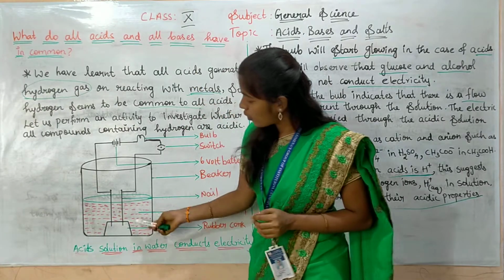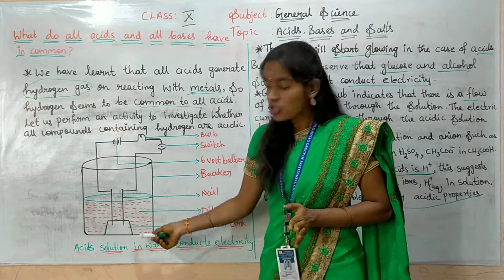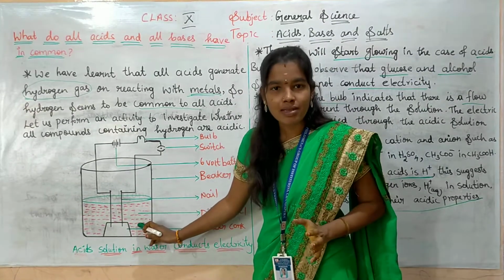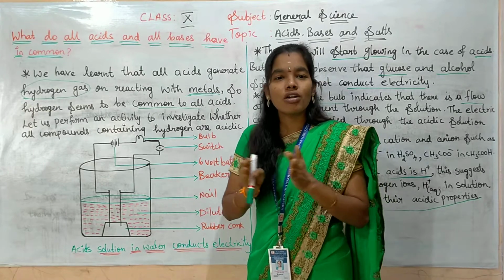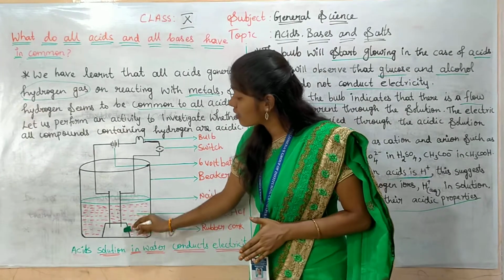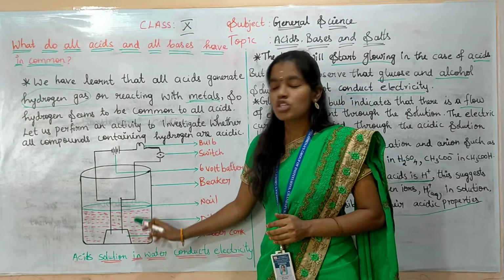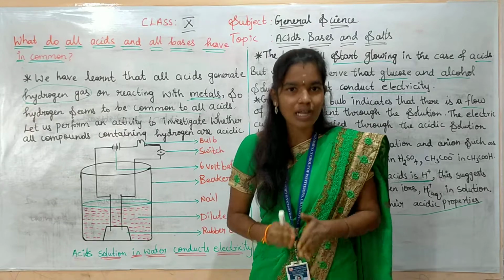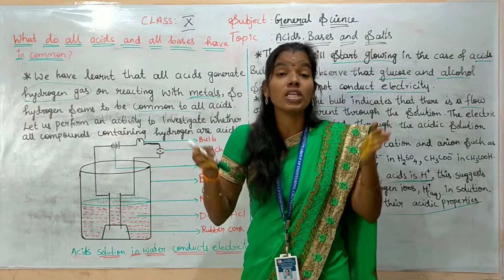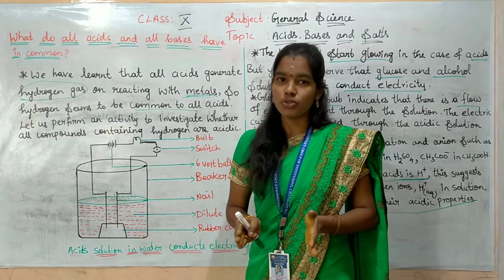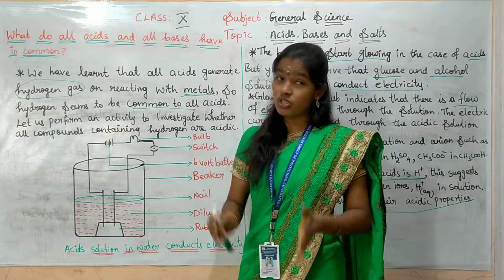So as soon as you pour hydrochloric acid here, hydrochloric acid will dissociate into H+ and Cl-. Okay, so automatically the ions are already dissociated. So that H+ ion will carry electric current through that solution. So automatically what happened? The bulb will glow. But in the case of glucose and alcohol, what happened? They will not dissociate into ions. There are no ions. That's why they are not able to carry current in that solution.